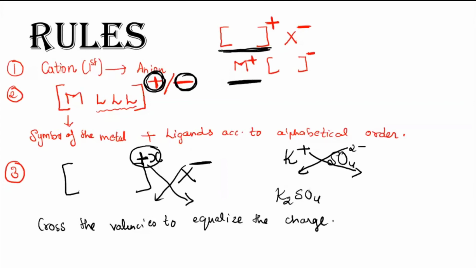Then you will go inside the coordination sphere. In that coordination sphere, first should be your metal. Then you will arrange the ligands according to alphabetical order, as I said. After that, you need to find the charge on that coordination sphere. I will tell you later how to find that out. Once that is over, you cross the valency with the counter ion and then write the compound.